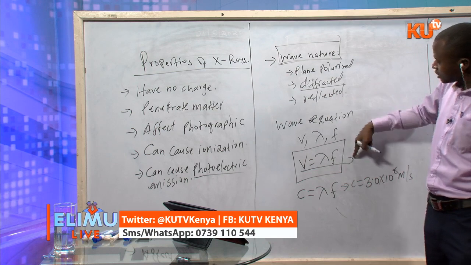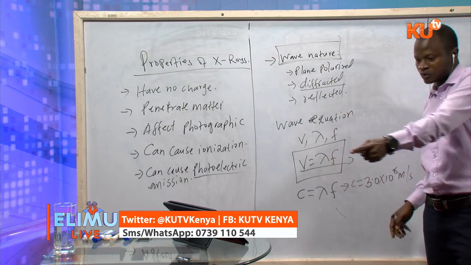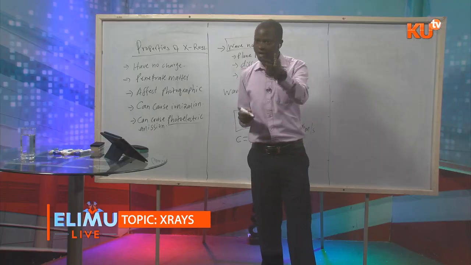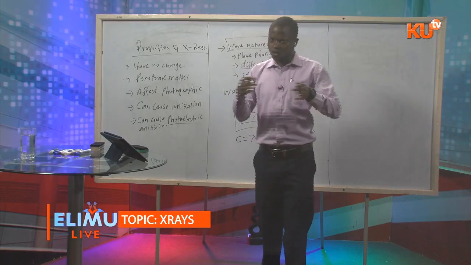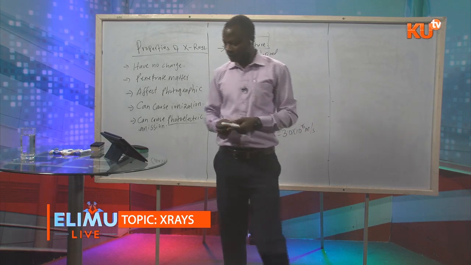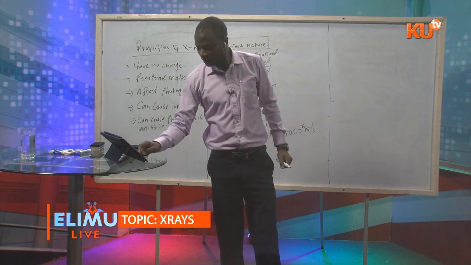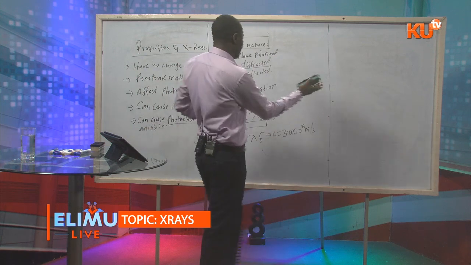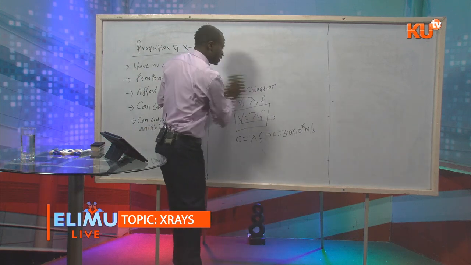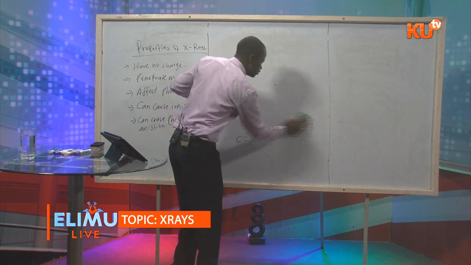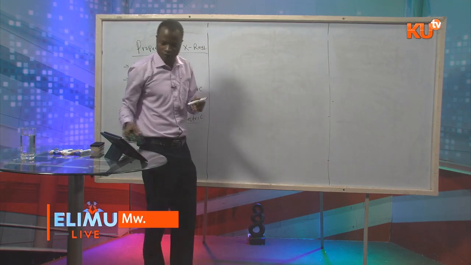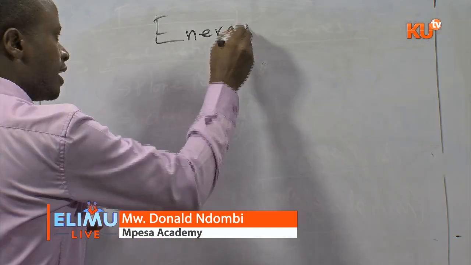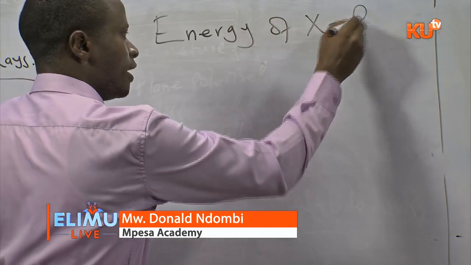So they have a wave nature. So this leads us to the next property, which is that they travel in a straight line with the speed of light. So they are very close to visible light in nature, as we shall see also in other examples. Now, before we look at examples, I want us to briefly look at the energy of X-rays.